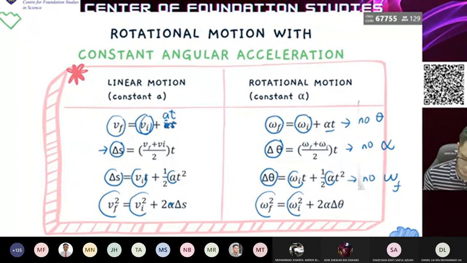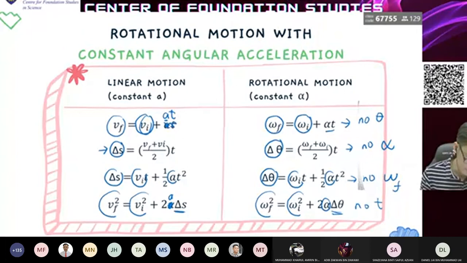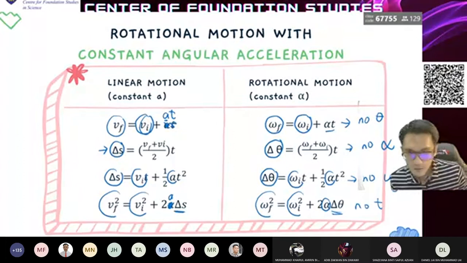And this is plus 2a delta s. A corresponds to the angular acceleration, and s corresponds to the angular displacement. Okay, so if you memorize this, there is no t involved. So when you look at a question, you use whichever of these four is most suitable. Okay, let's look at a question so that you understand better.